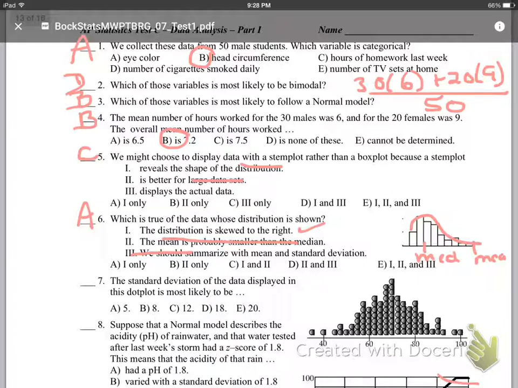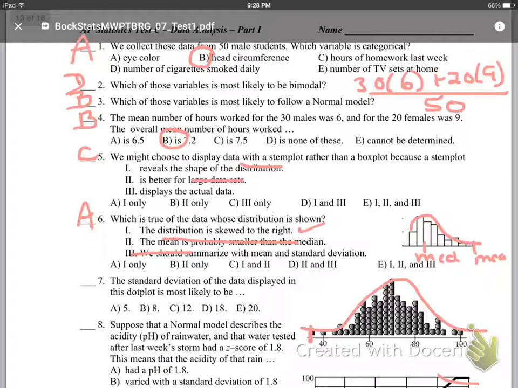Okay, the standard deviation of the data displayed in the dot plot is most likely to be. All right. Do you see here that we roughly have a normal distribution, right? And my range is going to be 100. Now, how many dots is this? Because I have to go here. So it's going to be 60.